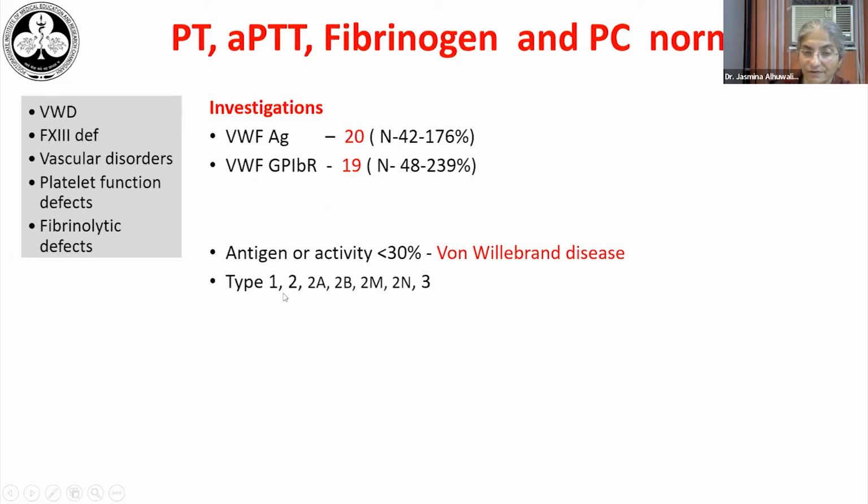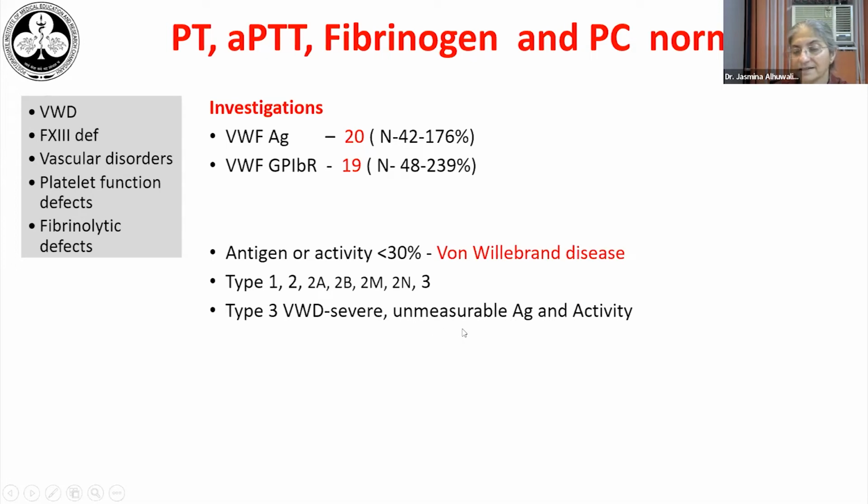Von Willebrand disease is of various types, type 1, type 2, and type 3. Amongst these, type 1 and type 3 are quantitative defects, whereas type 2 is a qualitative defect. Type 3 is usually easy to diagnose because it has a severe presentation and the antigen and activity levels are virtually unmeasurable.